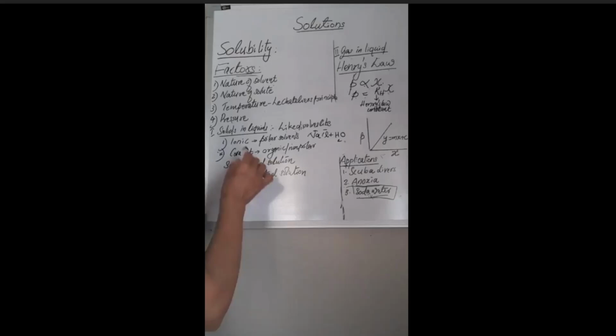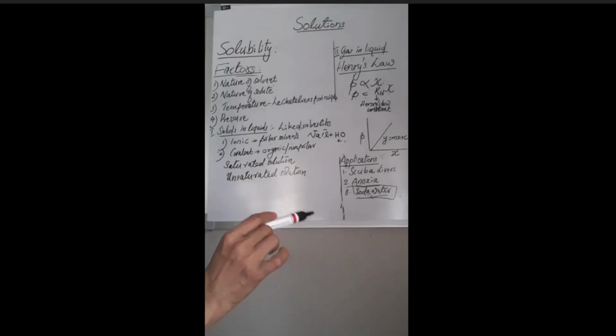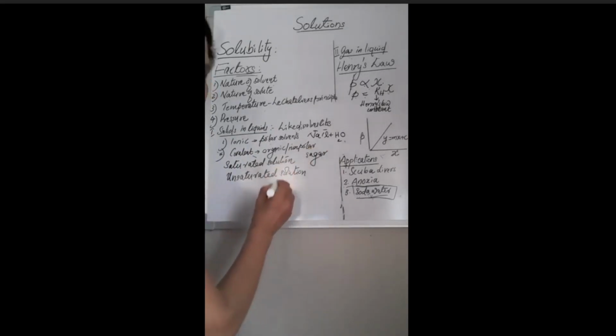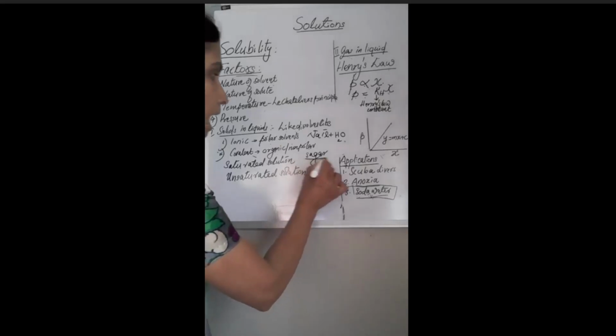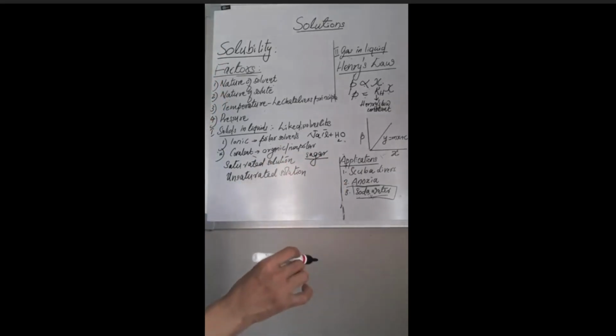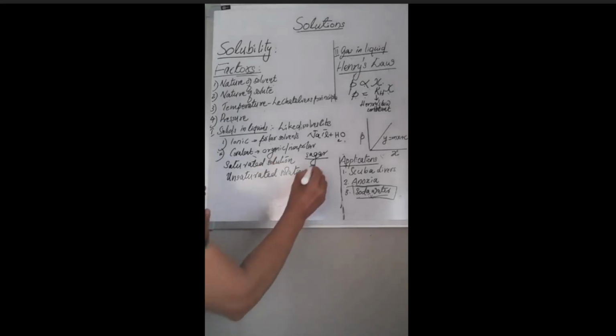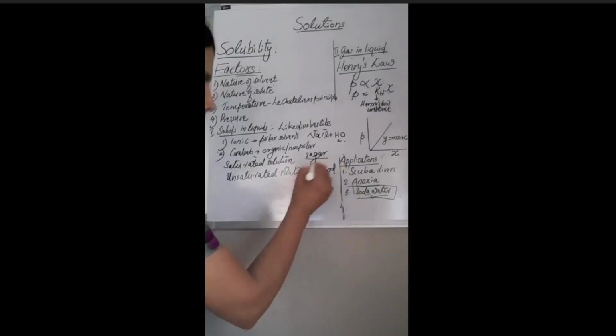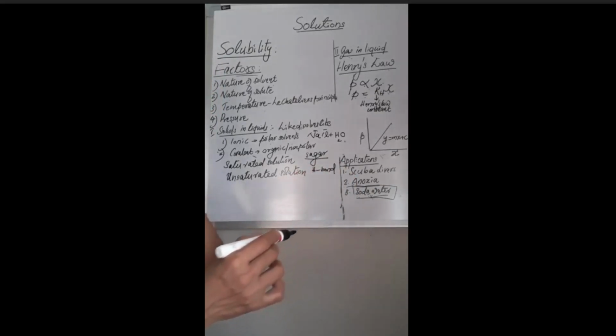There are a large number of covalent compounds which are soluble in water also. For example, sugar, urea, glucose, alcohol. They are all covalent compounds, but are soluble in water. And this is because they have polar groups in them which can form hydrogen bonds with water. And therefore, these substances are soluble in water.